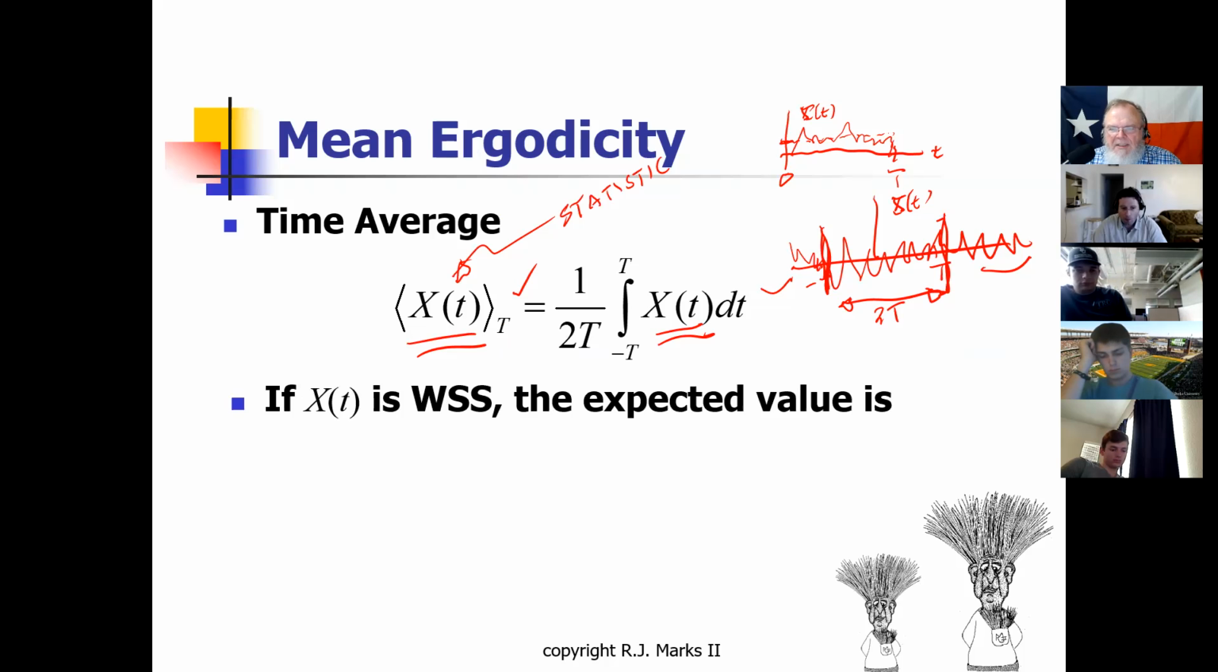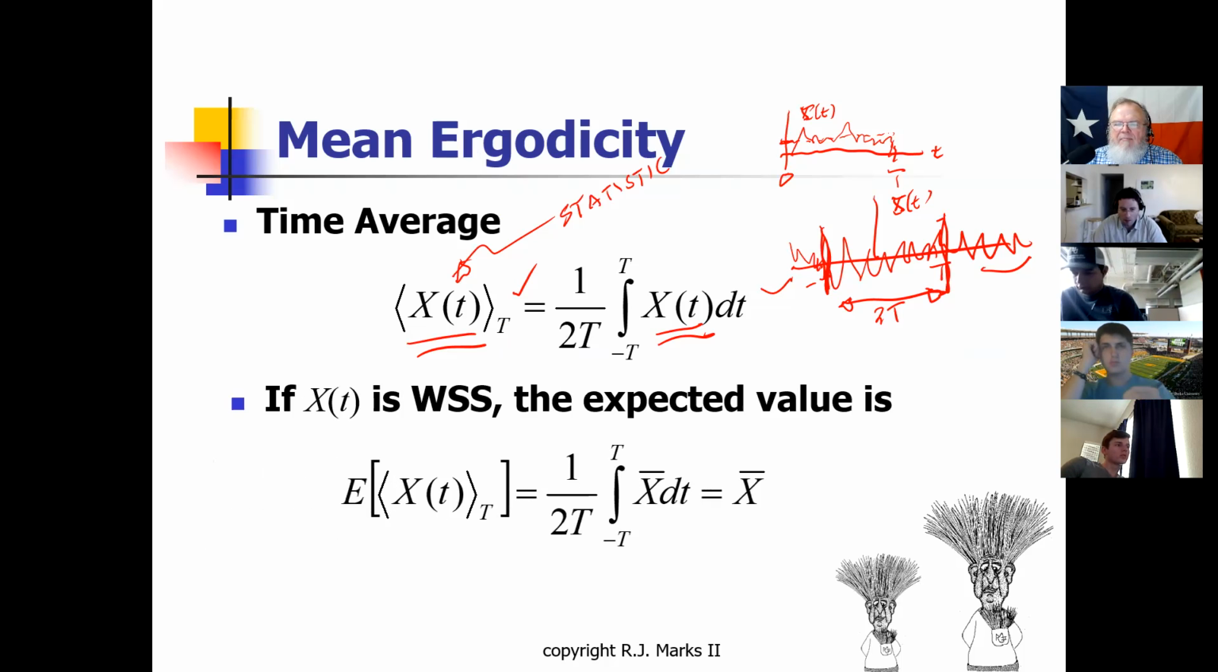So let's take a look at this. If x of t is wide sense stationary, the expected value is the expected value. This is no time average, but one of the things that we would like is that the expected value of this statistic is equal to the mean of the stochastic process. Do you remember in days of old, we talked about the average and we showed that the expected value of the average was the mean? Well, let's hope that the expected value of the time average is the mean, because that's what we're trying to estimate. And indeed, it is the mean, because if x of t is stationary, the expected value of the time average is equal to this.